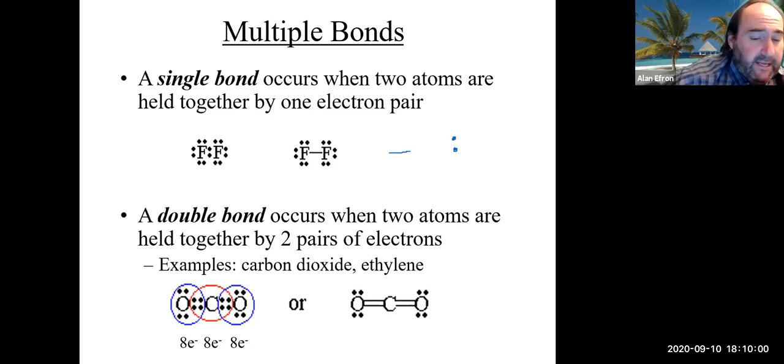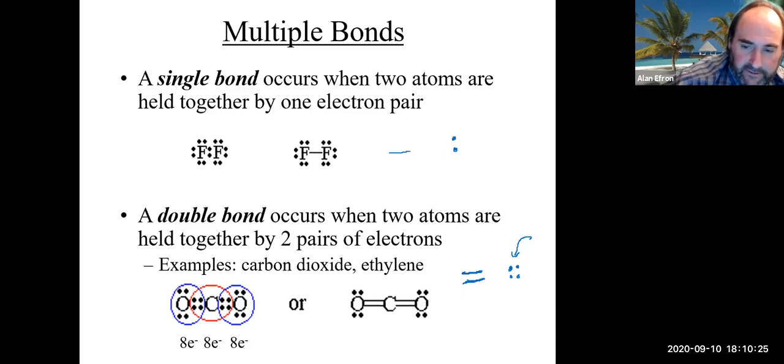But there are certain cases where single bonds will not do the job in terms of getting everybody to 8, that you actually do need double bonds. And a double bond can be represented by 2 lines, or again, 2 pairs of dots. So obviously each line represents 2 electrons, 2 lines represents, as you can see here, 4 total electrons. And CO2 is an example of that.